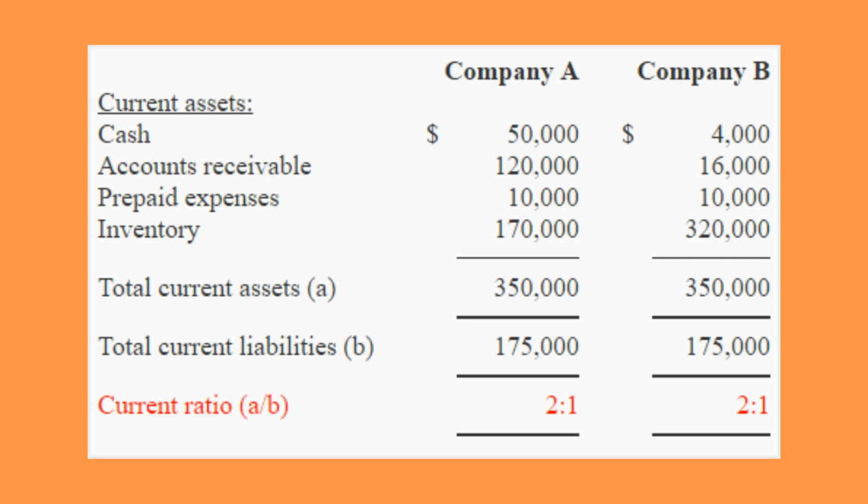If the ratio is above 1, it means your business has more than enough current assets to cover its current liabilities. But if it's below 1, you may have trouble meeting short-term debts, which could signal liquidity issues.